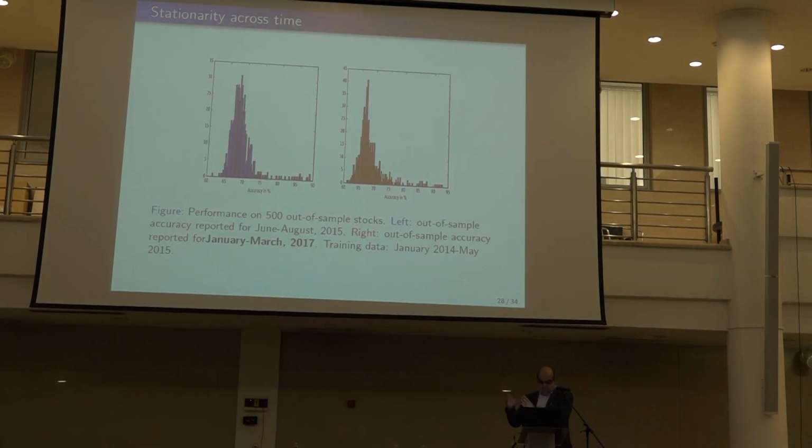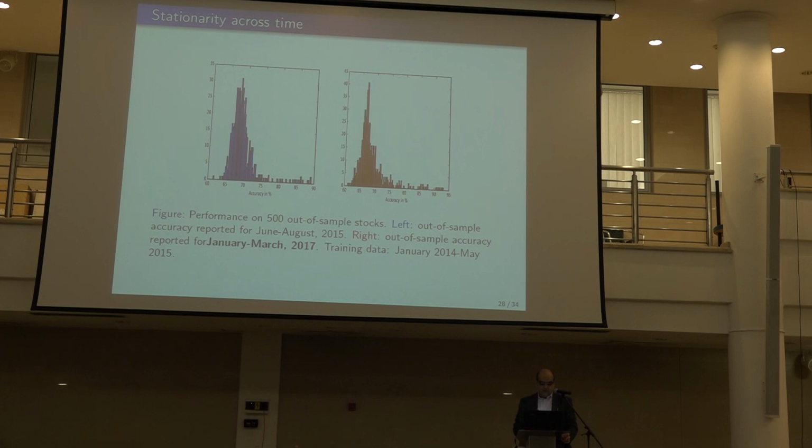But here we show this forecasting result for a 3-month period right after the training, so June to August 2015. This is shown on the left, and on the right is the forecasting performance for the same neural network. Nothing has been updated in time from January to March 2017.